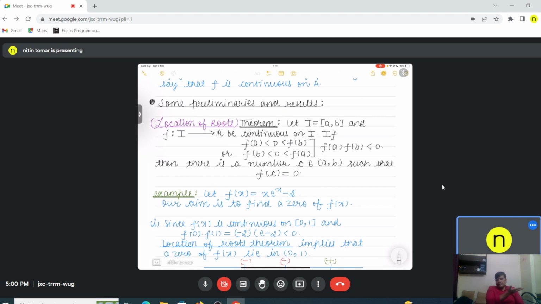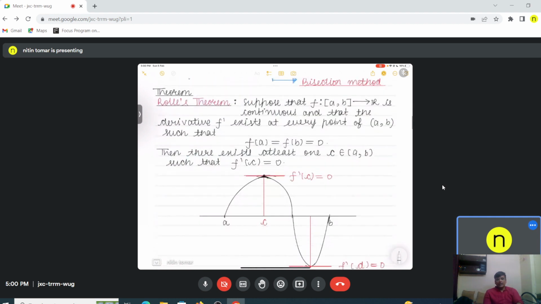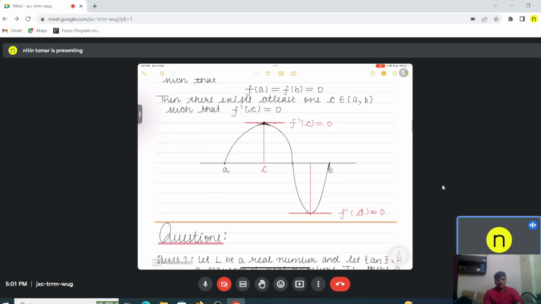The real line has infinite length, so where is the zero? That is a very challenging task. So if you can restrict yourself to an interval at the very first stage, that is also a great achievement, and this theorem helps you achieve that. Then we saw Rolle's theorem. This theorem says the derivative will have a zero between any two zeros of a function, given the continuity and differentiability hypothesis. We saw the geometric meaning also.